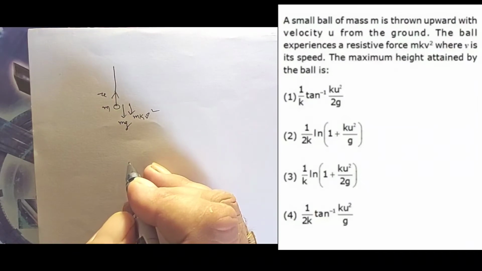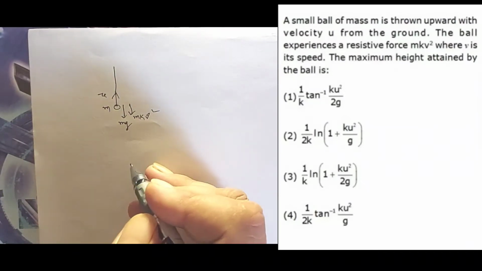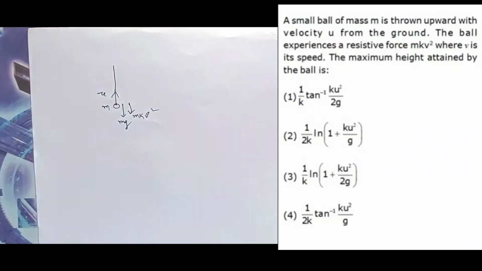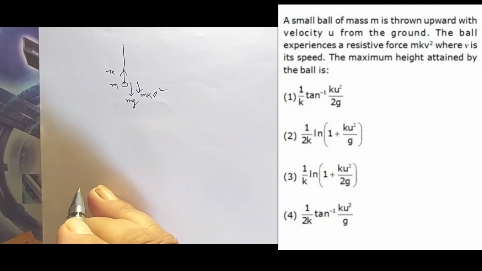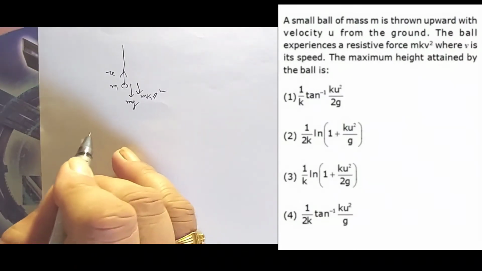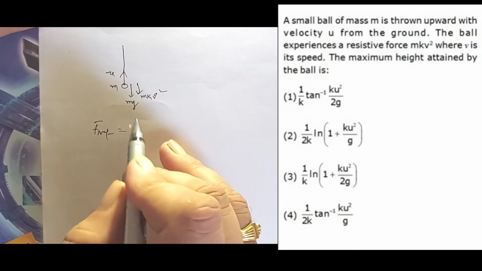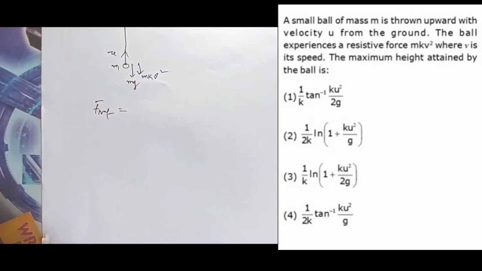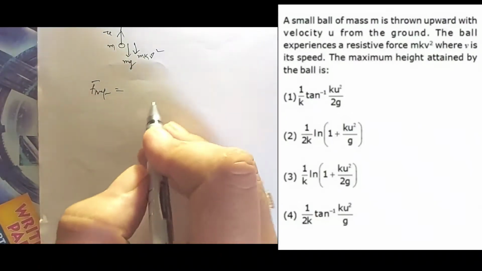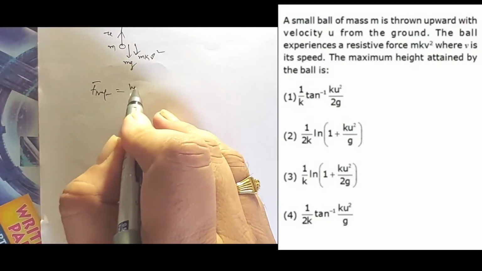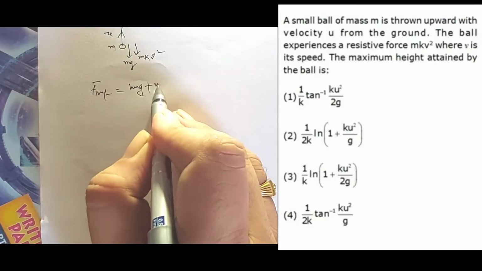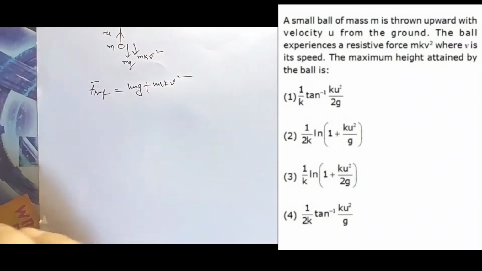So now we want to find out the maximum height attained by the ball. F net is equal to... two forces are acting in the downward direction. Those are mg plus the resistive force mkv square.